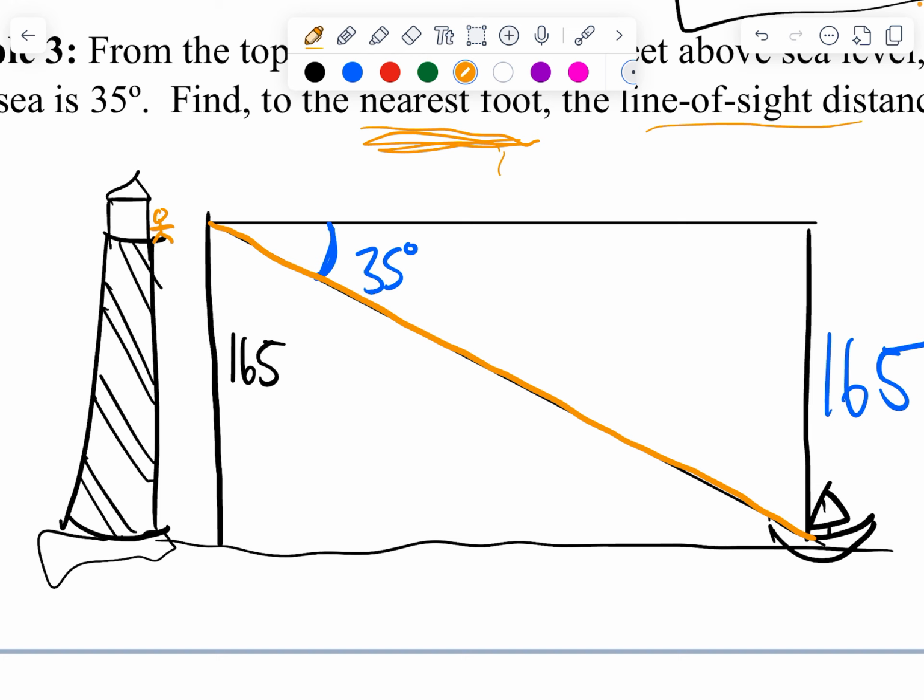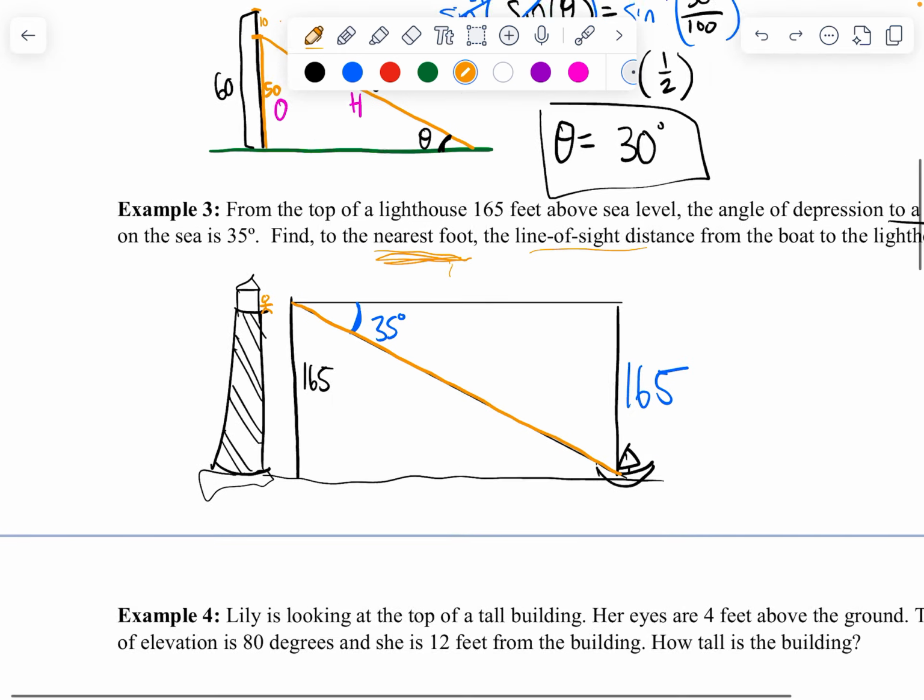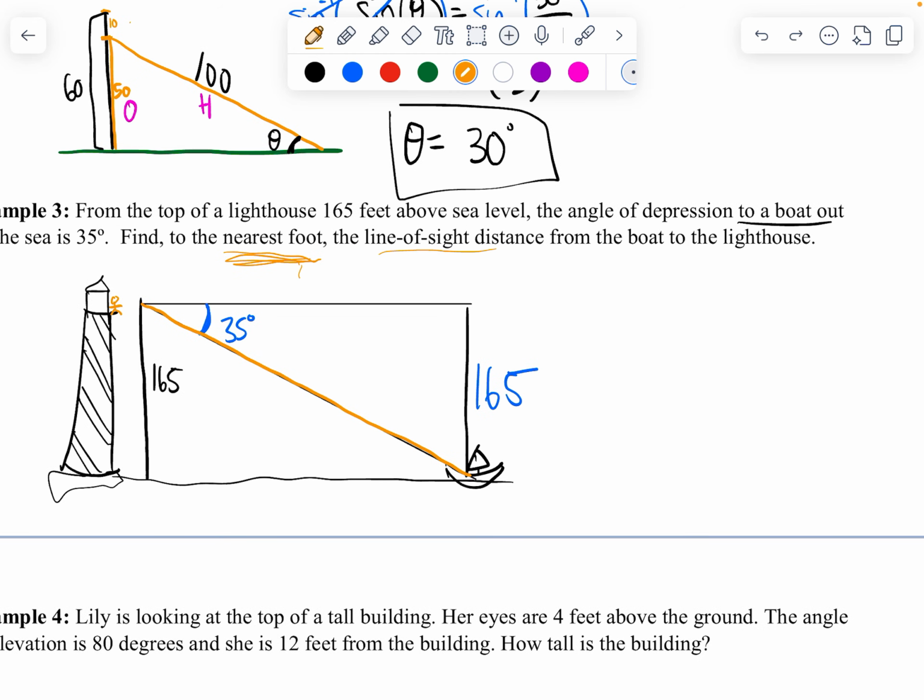right? Because the way that you look at objects, you look straight at the object. You're not like looking straight out and then magically down to an object. It's usually diagonals. Line of sight will almost always, I would say 98% of the time, refer to the diagonal in your triangle. Okay? All right, so there you go. Line of sight distance, x. And then we just go from there.